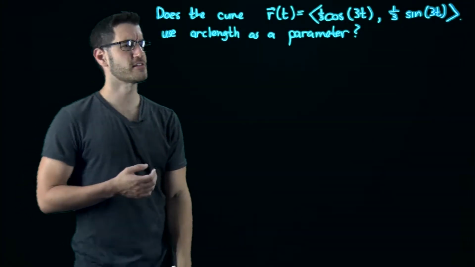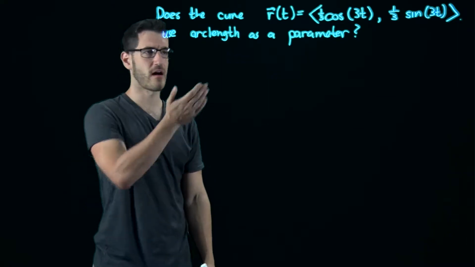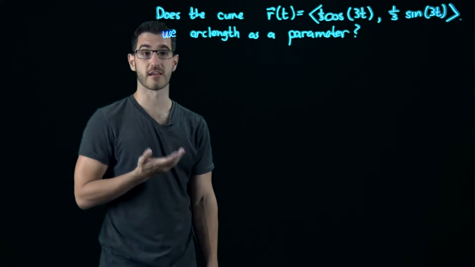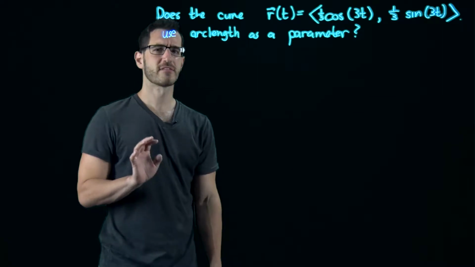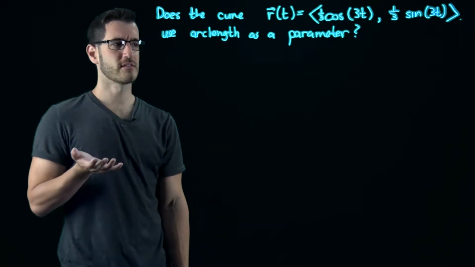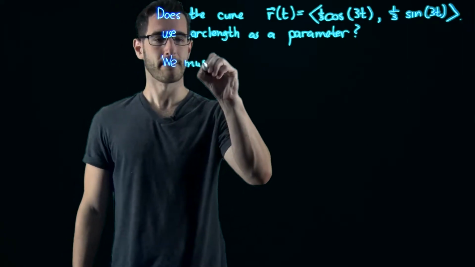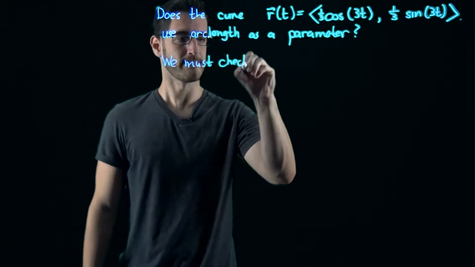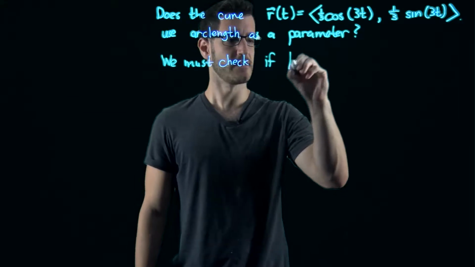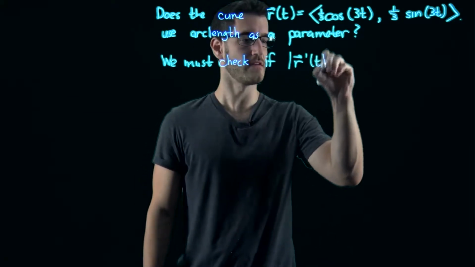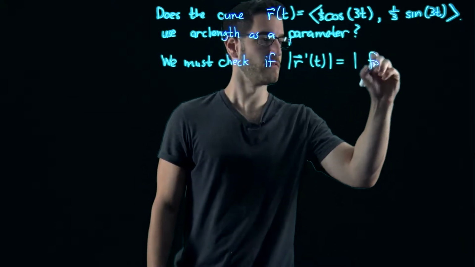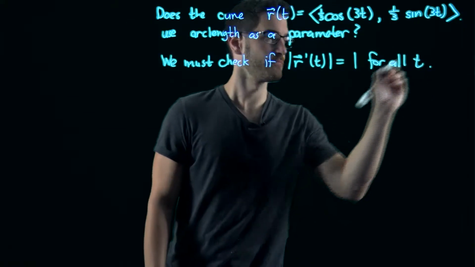Okay, so the question was, does this curve with this parameterization use arc length as a parameter? So what do we have to check? Well, it's actually not hard. All we have to do is check if the magnitude of r prime of t is equal to 1 for all t.